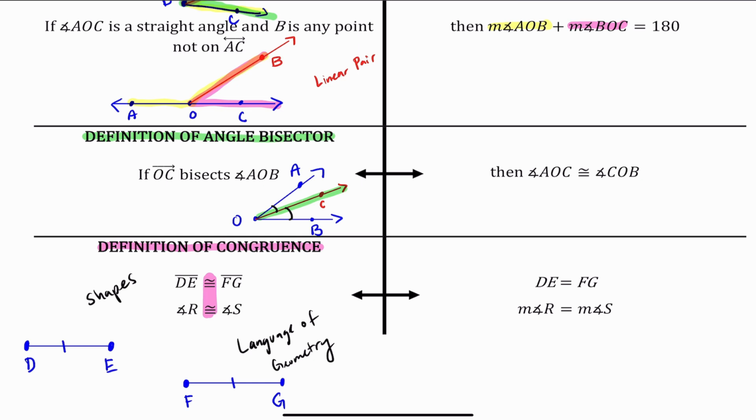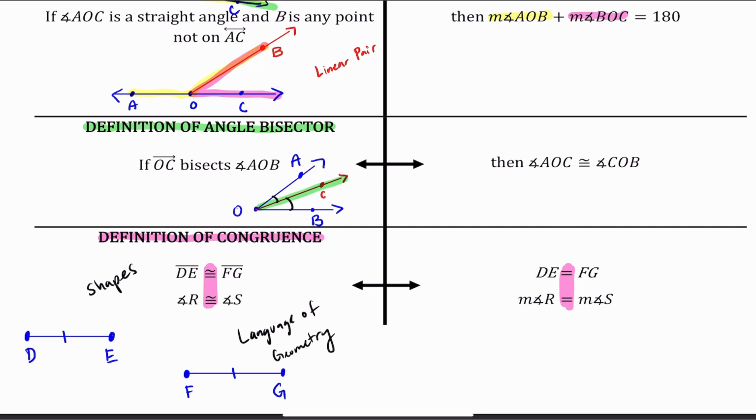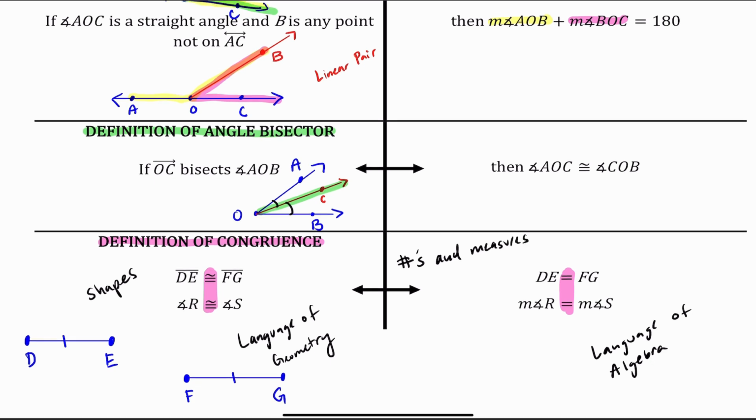Now, if we want to talk about numbers, we can look at the right-hand side. The right-hand side of this statement deals with equal signs. And whenever you see an equal sign, you are dealing with the language of algebra. The language of algebra deals with numbers and measures. So if we look at these two segments here, the measure of this segment is equal to the measure of that segment. Or if we look at these two angles here, the measure of this angle is equal to the measure of that angle.